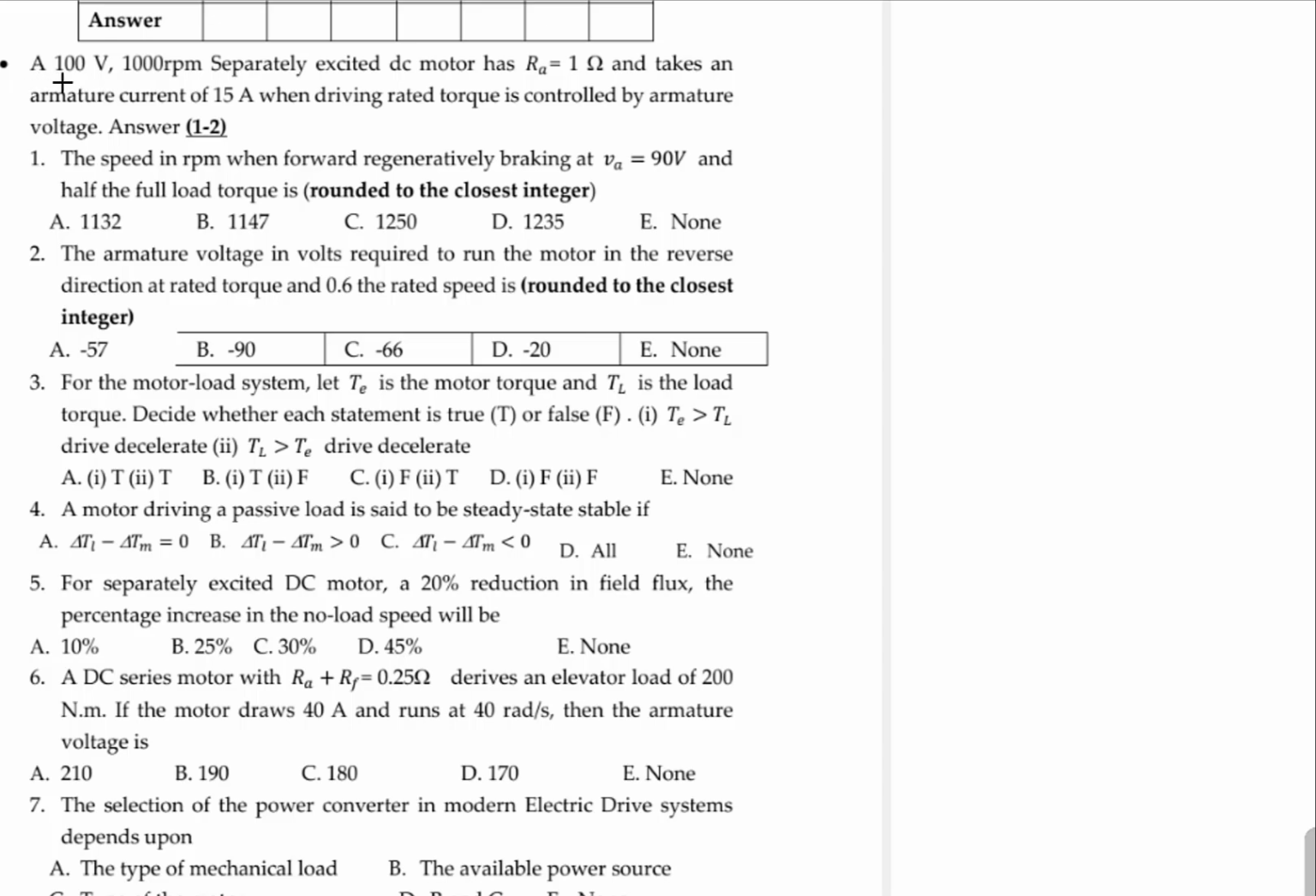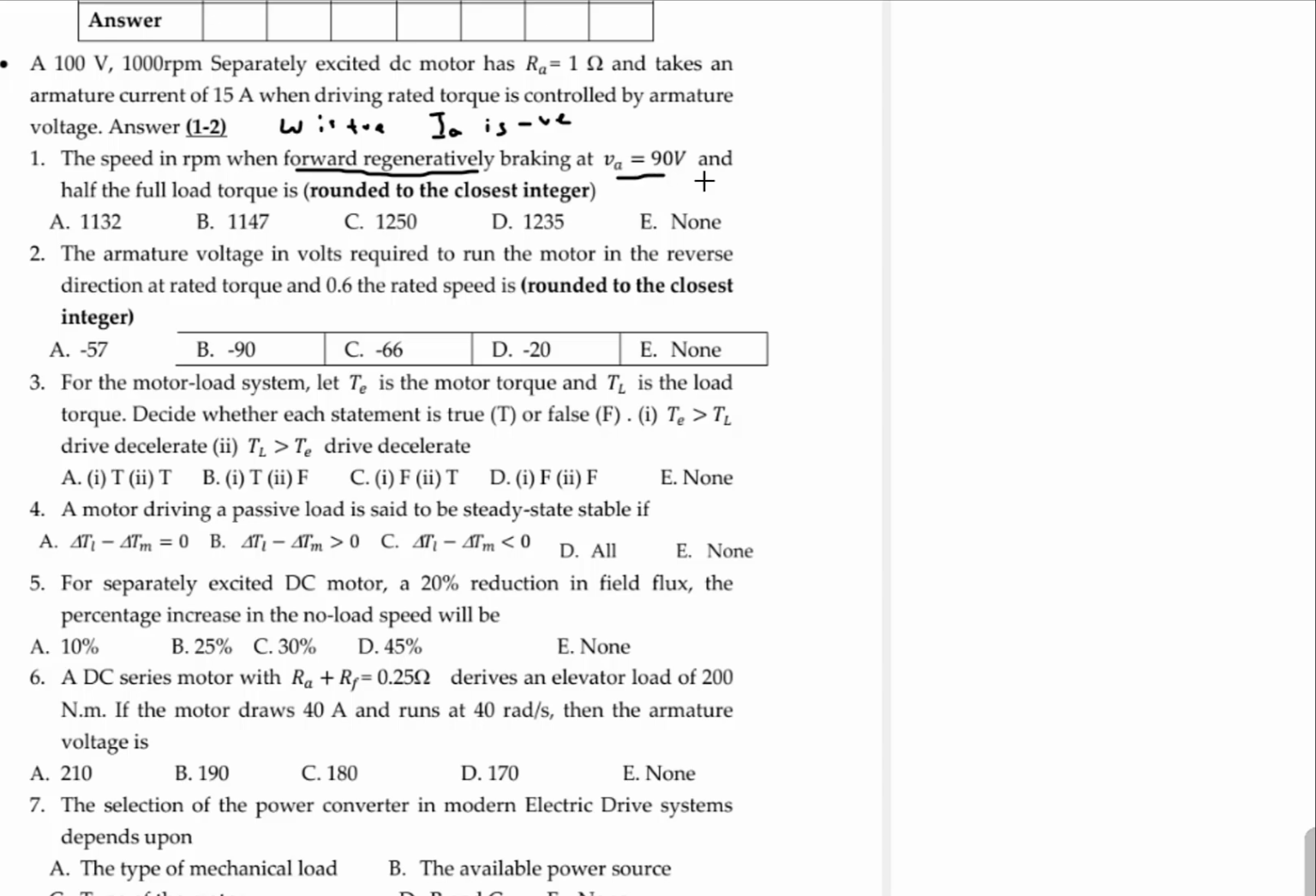Here we have a 100 volt, 1000 RPM separately excited DC motor with given RA, and it takes an armature current of 15 ampere when driving a rated torque. This machine is controlled by armature voltage control, which means that the flux is constant, and we need to calculate the speed in RPM in the forward regenerative braking. The forward regenerative braking means that the speed is positive while the current is negative.